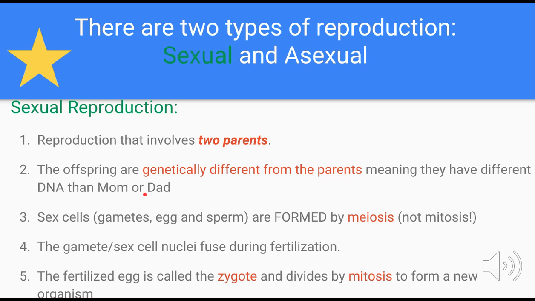Your DNA is very close. The DNA of the offspring is very close to the DNA of the mother and father, but it is genetically different. If you were genetically the same, you would look exactly like your mom or your dad.